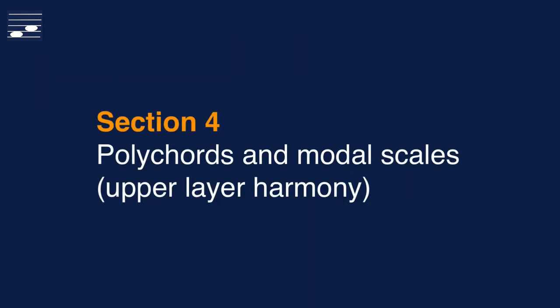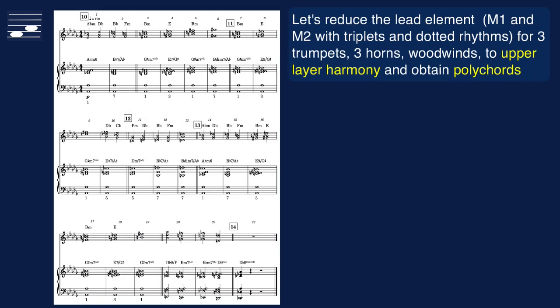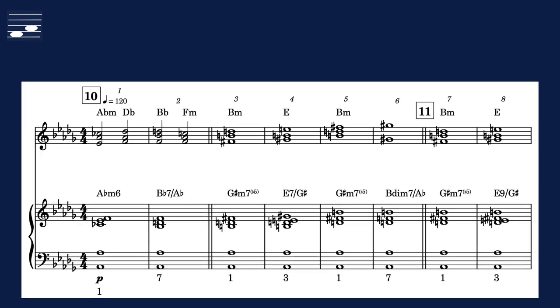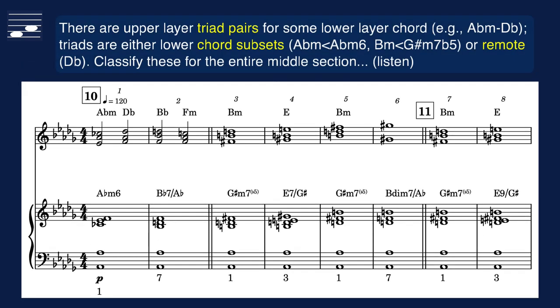Thus, although we are not writing functional harmony, there is still, albeit limited, a dissonance control mechanism. In this section, the focus is on the chords in the upper layer in Debussy's composition. The lead elements M1 and M2 are for brass and woodwind instruments and are based on sets of upper layer triads.